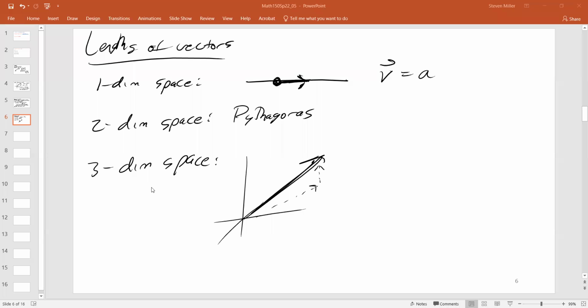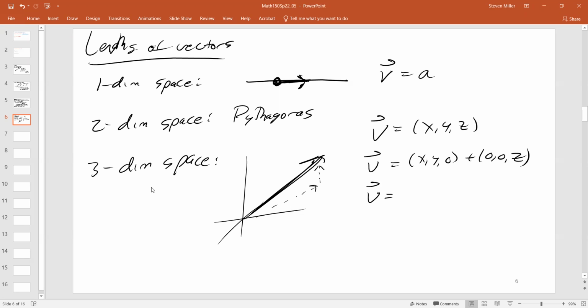So what I can do is, I've got my vector v, I'll write it as xyz. I'll write v as xy0 plus 0, 0, z. And so I'll write v as, say, v1 plus v2. And then the length of v squared is the length of v1 squared plus the length of v2 squared.